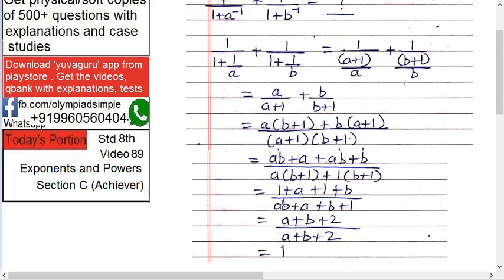But ab is 1 again. So it becomes in denominator also a plus b plus 2. So both numerator and denominator are same. That's why it becomes 1.